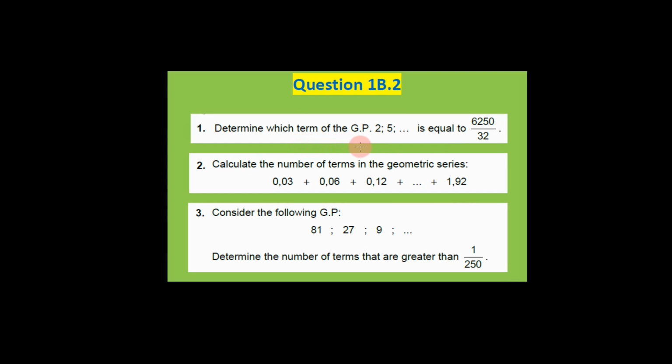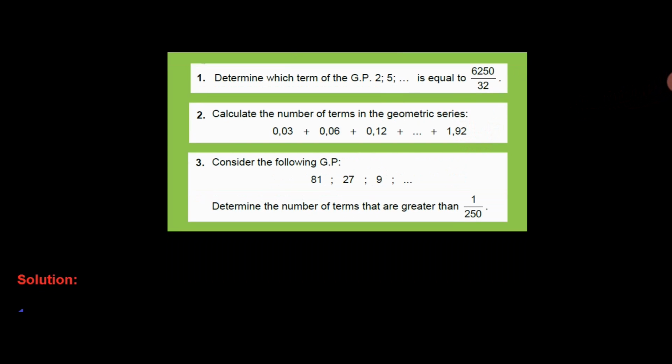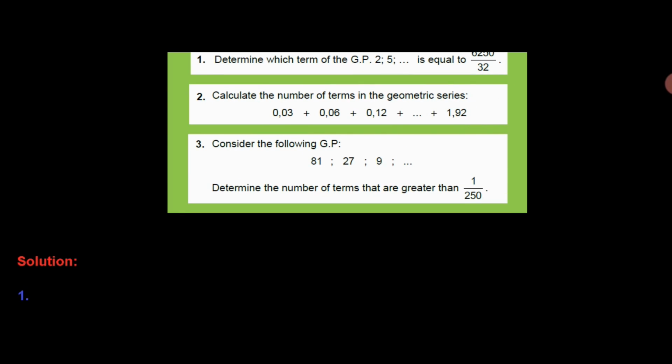Let's look at your first answer here. We have the GP 2, 5, etc. And we must work out which term is equal to 6250 over 32. So let's start by writing down what we have and what we need to find.